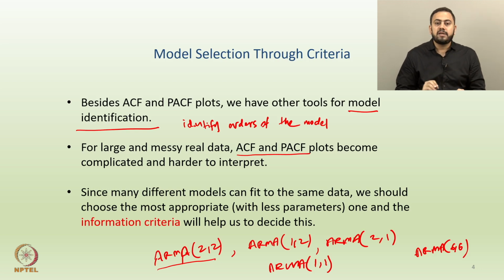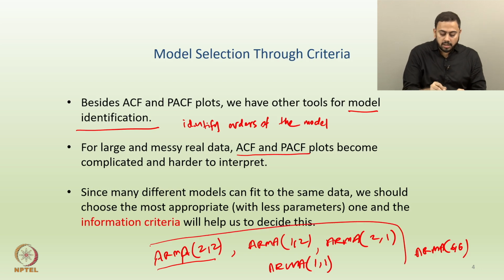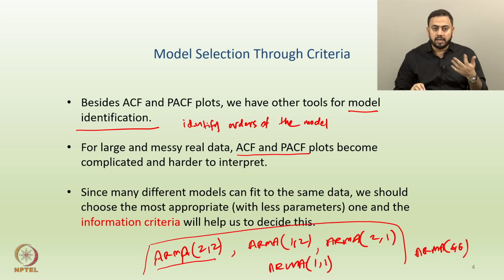So since many different models can be fit to the same data, precisely all these, right, I mean you have a collection of models which you can actually try fitting on the data, but we should choose the most appropriate one having less parameters firstly, and the information criteria will actually help us to decide this, right. So once you kind of fixate a bunch of models or a handful of models, then you go ahead and find out the information criteria, which we will discuss soon, and then using the information criteria you can actually fix on one particular model, okay.